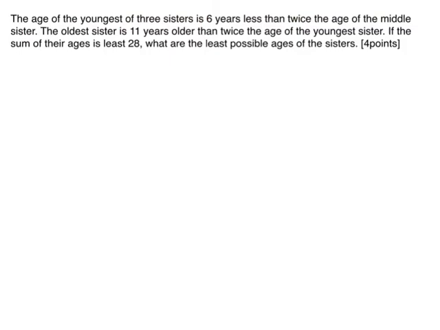Now here we have a very interesting question. The age of the youngest of three sisters is 6 years less than twice the age of the middle sister. Let me change this color so that it's not the same. The oldest sister is 11 years older than twice the age of the youngest sister. If the sum of their ages is 28, what are the least possible ages of the sisters?